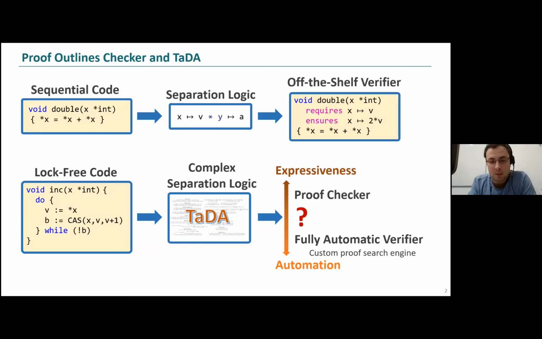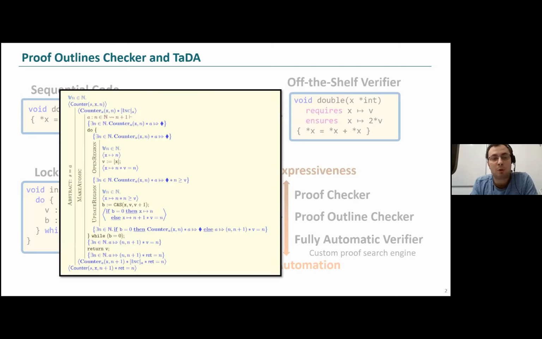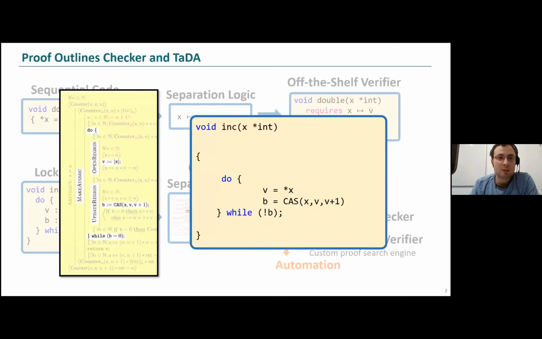Now, the problem is now, we want to have a verifier with sufficient expressiveness to properly support the complex TaDA logic, while also maintaining a high degree of automation. To address this issue, several tools incorporate the concept of proof outlines. A proof outline, as opposed to a proof, contains only the key steps of a proof. So now for our 4-line increment method, this now results in only 3 such key steps.